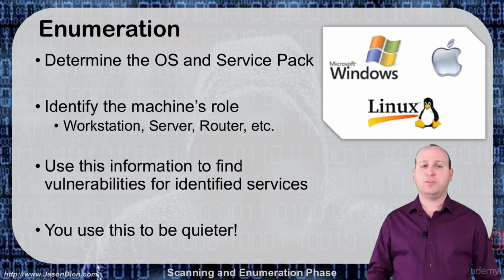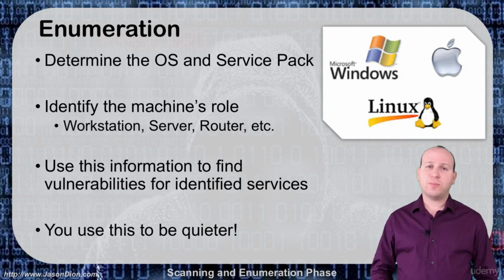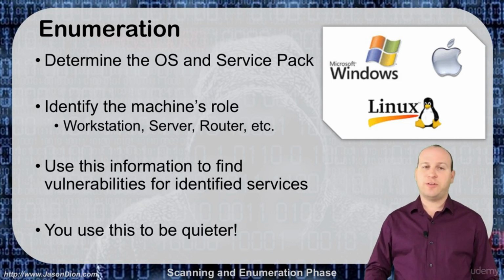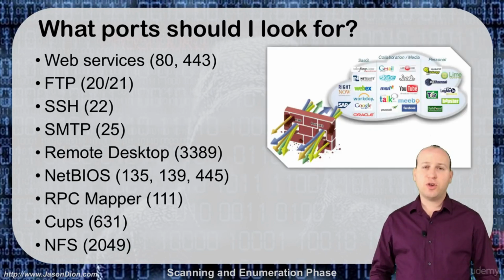These are all important things to understand. And we're going to use this information to find the vulnerabilities for the identified services. Now by doing this and getting more information, we can be quieter in our attacks. The more we know about the victim, the quieter and more well-refined our attack can be, and the less likely we're going to get caught.